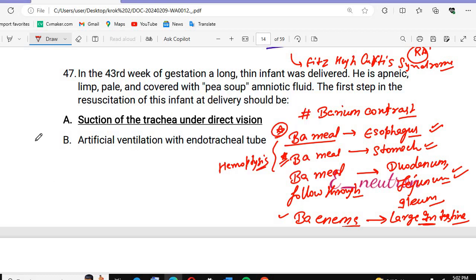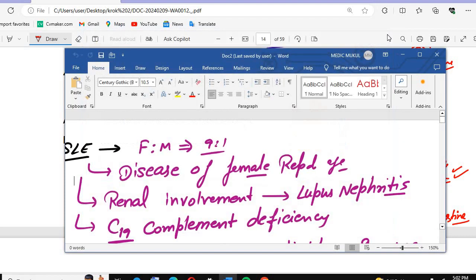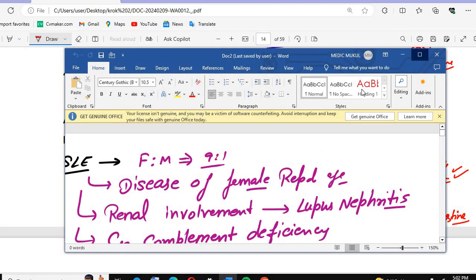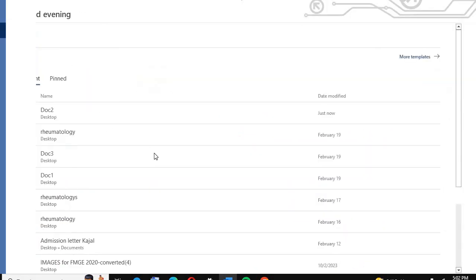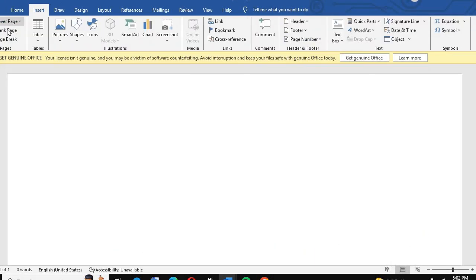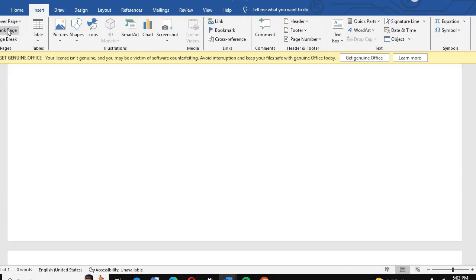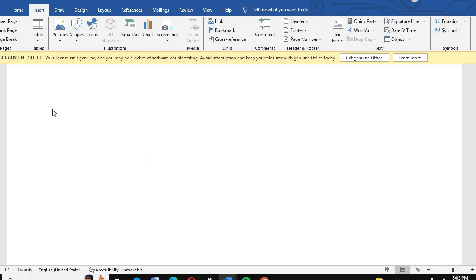So this condition, if there is pea soup amniotic fluid, or some greenish colored fluid, is what we call meconium aspiration syndrome. And what is meconium? Meconium is the first stool that we see in the baby. Okay, let me just take this and we will discuss that.